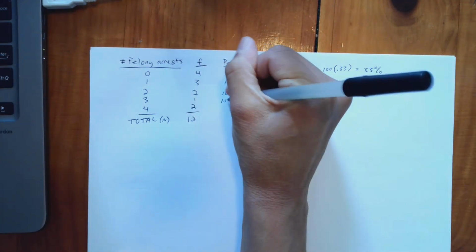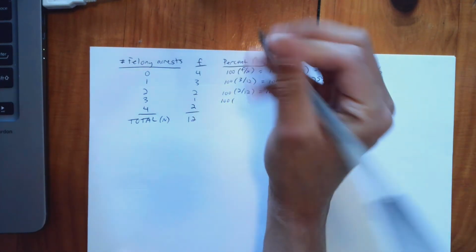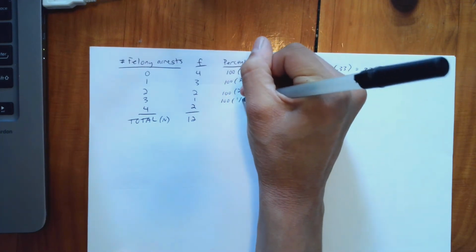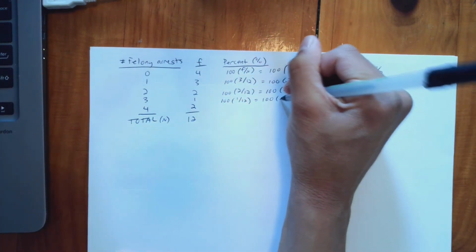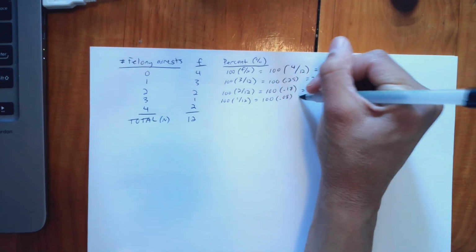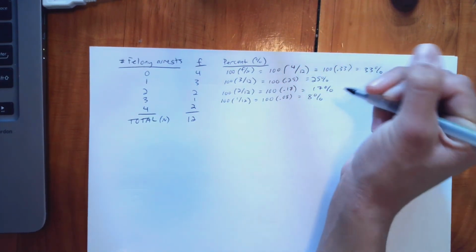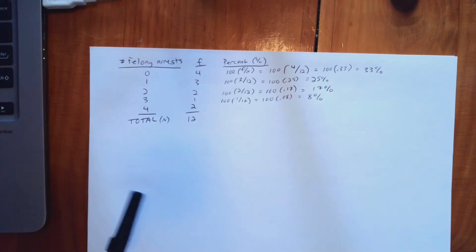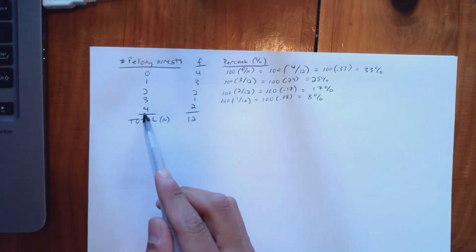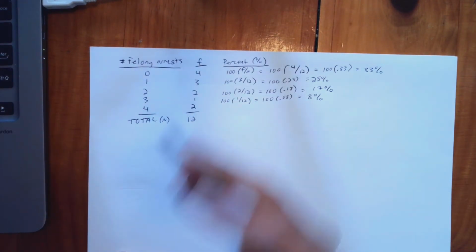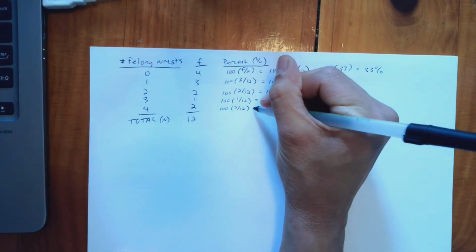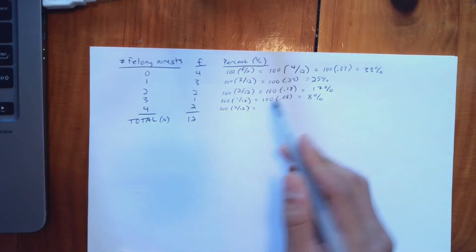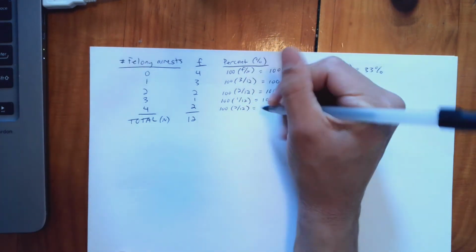Same thing for 3 arrests, 100 times 1 over 12 is going to give us 100 times 0.08, which is going to give us about 8%. And then finally, we're going to have the same equation for 4 as we did for 2, since the frequency is 2 for both of them. So we'll have 100 times 2 over 12, which is going to once again come out to 17%, but I'll write it out.